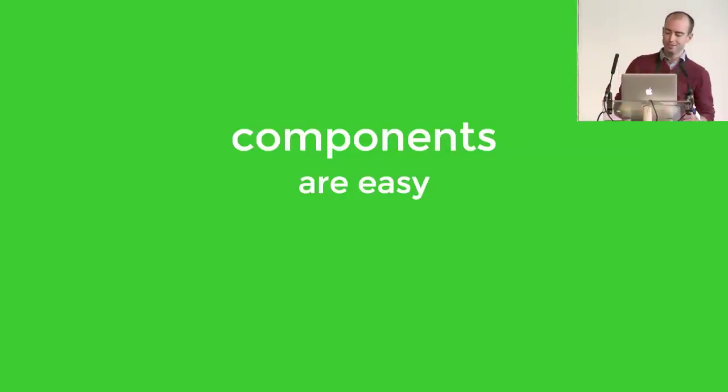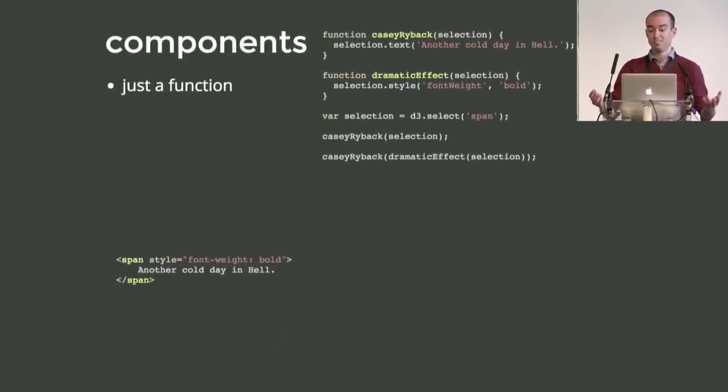Okay, so as opposed to data join, which I think is a bit of an abstract concept, components are dead easy. Components are the unit of reuse within D3, and in the same way that the unit of reuse in JavaScript is functions, so are they the same? Yes, that's all they are. A component in D3 is just a function that accepts a selection and operates on it.